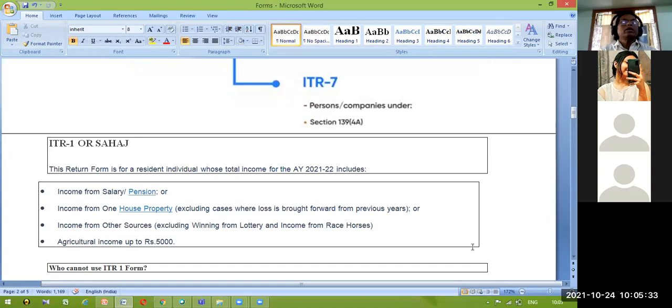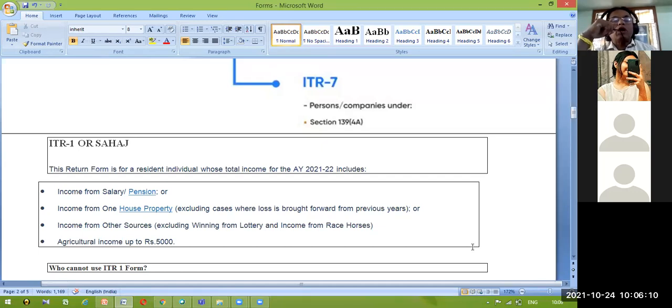ITR 1 is also called Sahaj. There may be short notes, there may be multiple choice questions regarding Sahaj and ITR 1. So you remember, this is used by a resident individual for the assessment year 21-22 and whose income is coming from salary or pension, and then income from one house property. Please remember, I'm repeating the same thing: there should be income from one house property only. If you are having only one house property, it will be coming here.